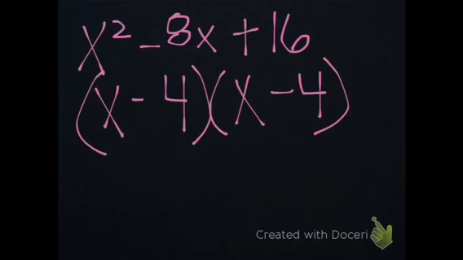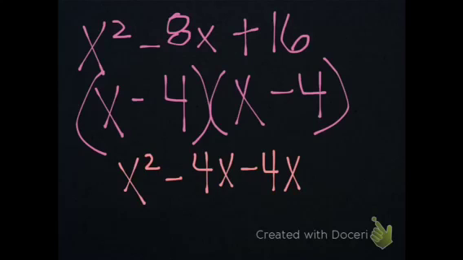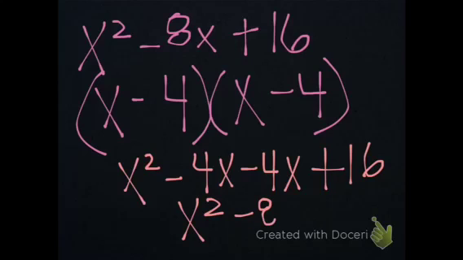Now let's make sure that we have FOILed the correct way and check our answer. So x times x is x squared. X times negative 4 is negative 4x. Negative 4 times x is negative 4x. And a negative 4 times a negative 4 is a positive 16. So this simplifies to x squared subtract 8x plus 16. So we know that x subtract 4 times x subtract 4 is the correct FOIL for this term.